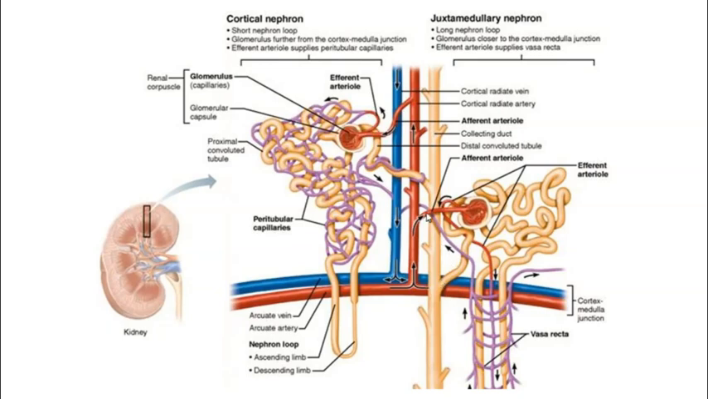Same configuration here in the juxtamedullary nephrons, where we've got the afferent arteriole feeding the glomerulus here. Blood leaving the glomerulus is then directed into the vasa recta, which surround the nephron loop of the juxtamedullary nephrons. And then blood is eventually returned from the vasa recta back to those cortical radiate veins there.